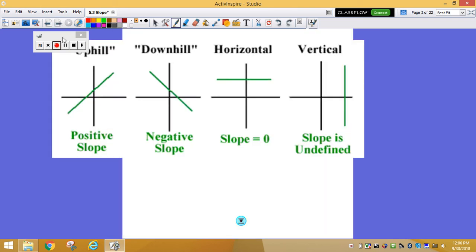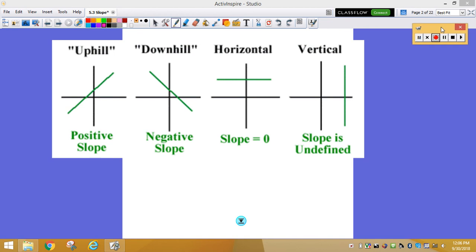These you do need to know, so I would maybe put them in your notes somewhere. Positive slope goes up, so this is a positive slope. Negative slopes go down. A horizontal line, a line that goes straight across, that slope is 0. And if you have a vertical line that goes up and down, that slope is undefined. Okay, you do need to know those 4 slopes.